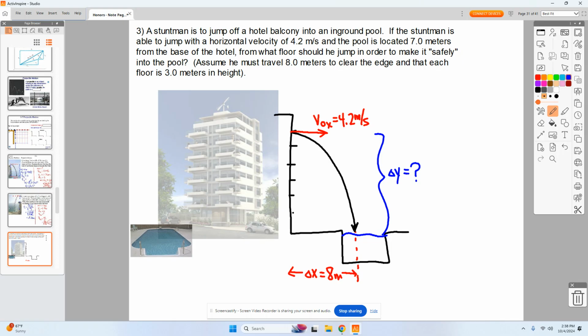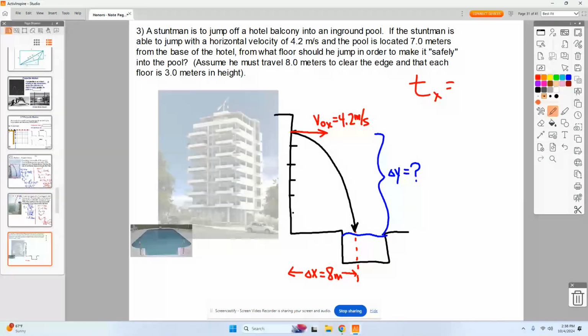Now, when you see a problem like this, in the other problems I solved for time in the y direction because we knew the height that he was jumping from. I can't look in the y direction to determine the time. Which direction do I have to look at to determine the time? The x direction. So now I'm going to use the x direction stuff to find the time value.